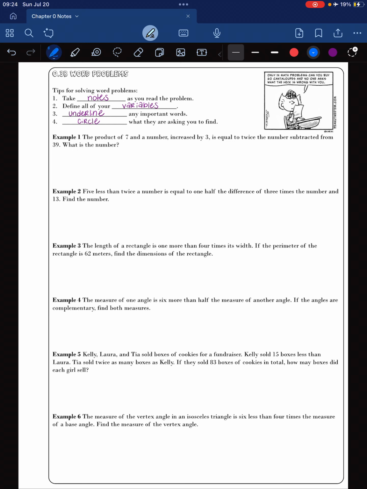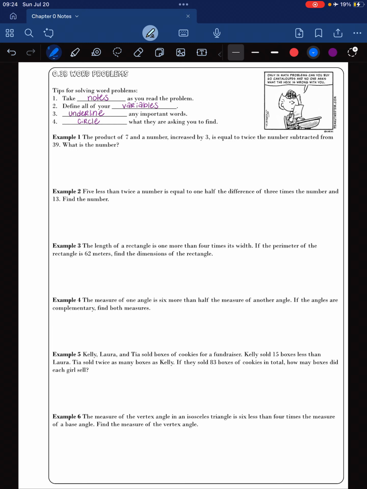So especially if your first reaction is, oh no, I'm so bad at word problems, you really need to be doing these steps. Okay, so step number one is take notes. And a lot of times taking notes is going to kind of set up the whole problem for you.